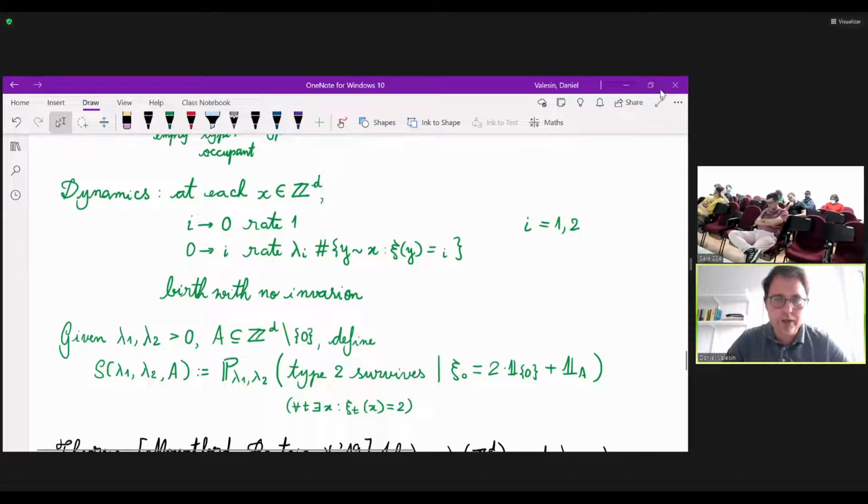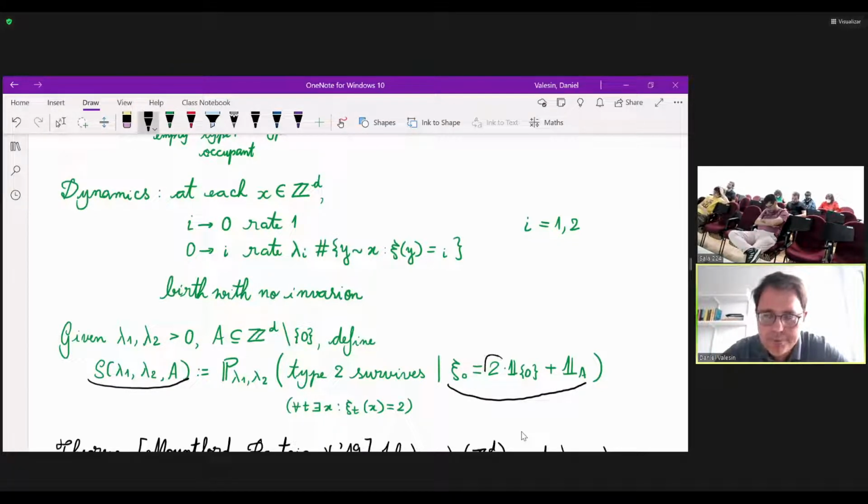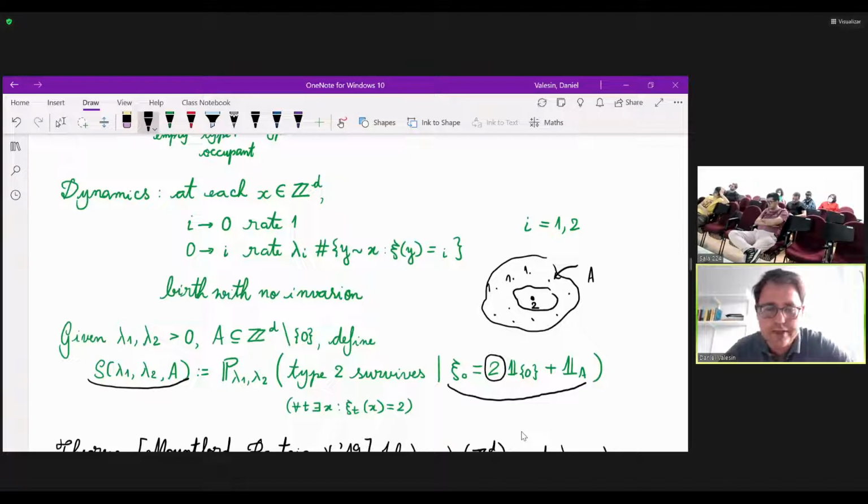So given lambda 1, lambda 2 larger than 0, and given a set A in Z^d, not including the origin, I will define this function S, S of lambda 1, lambda 2, and A. The definition is as follows. Imagine that at time 0, I put a type 2 individual at the origin. So I have a 2 here at the origin, and then I have type 1 individuals, 1, 1, 1, over the set A. So this is the set A that I drew, and I put type 1 individuals there.